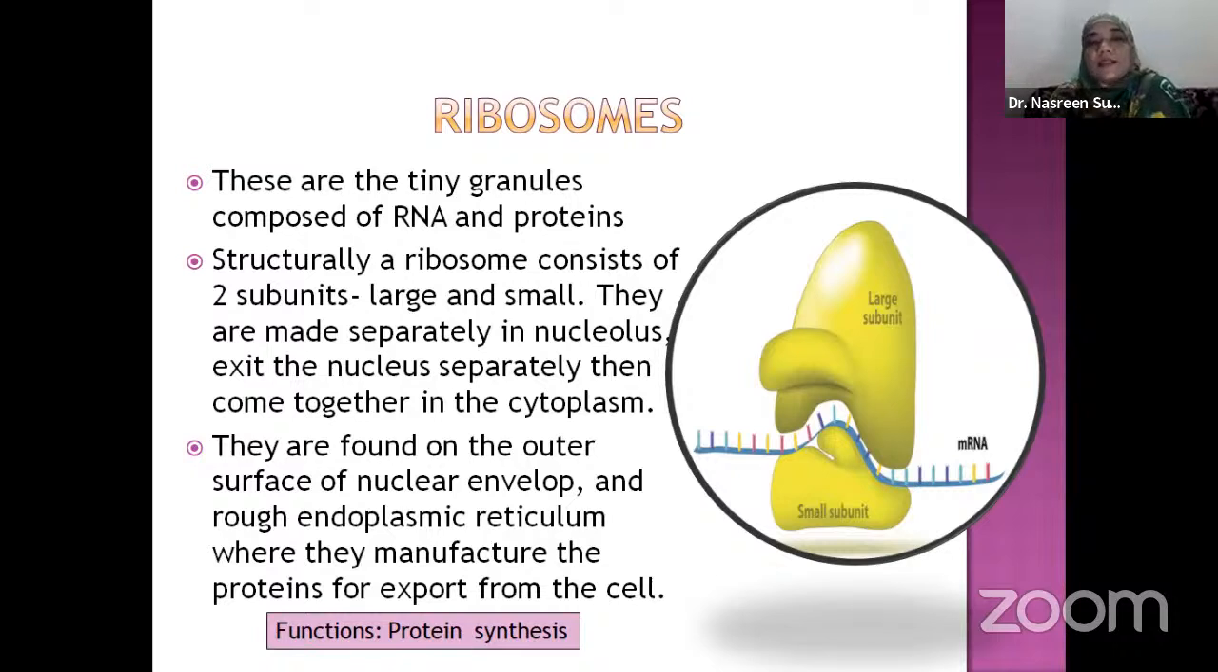Okay, and they are made separately in the nucleolus. The larger subunit and smaller subunit are made separately in the nucleolus. Then they exit the nucleus, and they fuse together in the cytoplasm, not in the nucleus. Where are they found? They are found in the rough endoplasmic reticulum, and they are found on the outer surface of the nuclear envelope. The main function of ribosomes is protein synthesis.